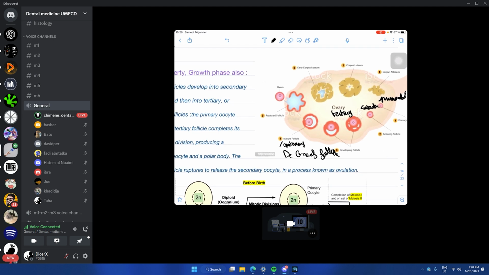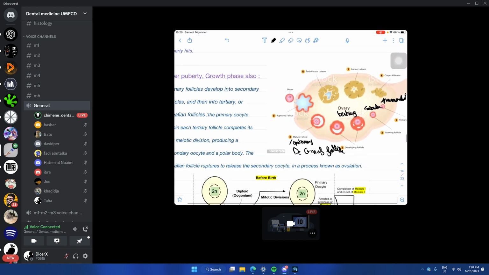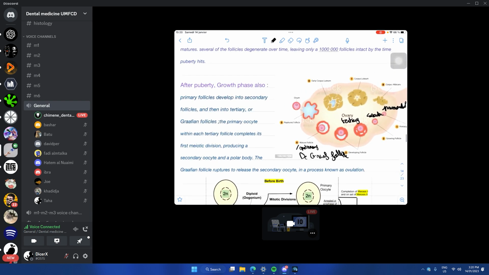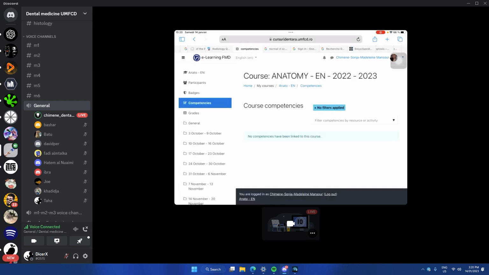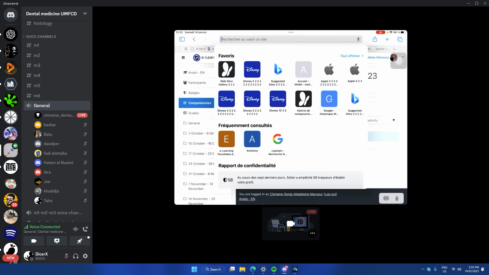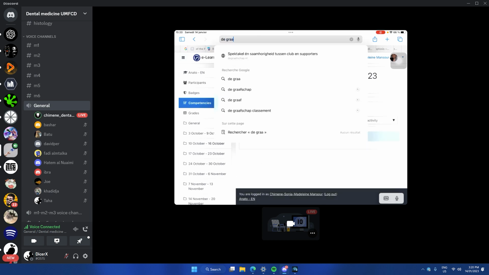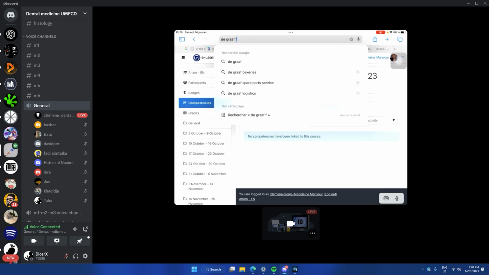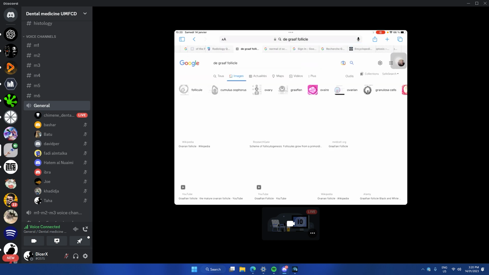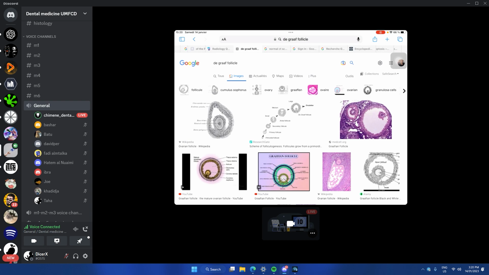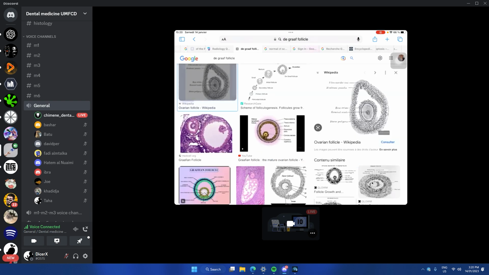All right, sorry. I'm going to show you the Graafian follicle if the professor asks. Here I have one labeled. Perfect. Let's open it. Okay. So let's say those pictures are going to be the same for all.